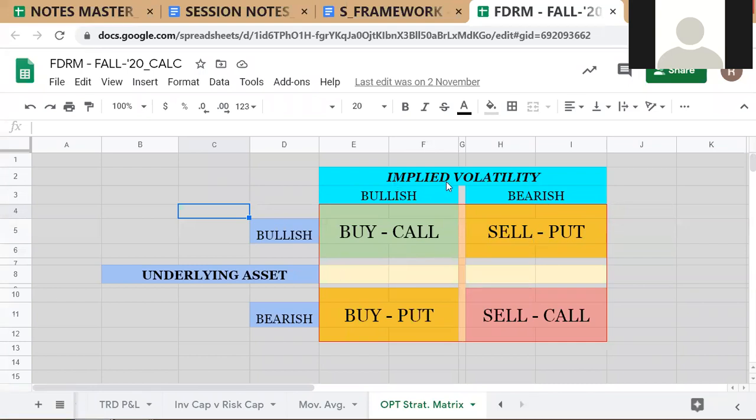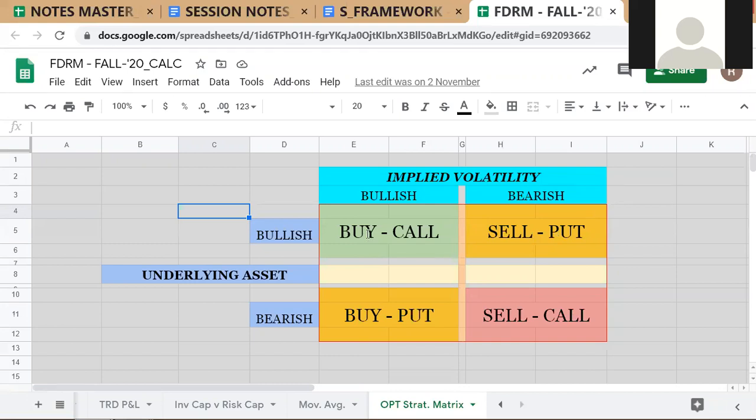Okay, this is the eyeball. You take a view on that, and depending on whether you're bullish or bearish, you go into a particular box, and then you take a view on the underlying asset, and then depending on your view, you go into another box. So based on those two-step decisions, you get yourself into one of these boxes, and that's what you decide to do.